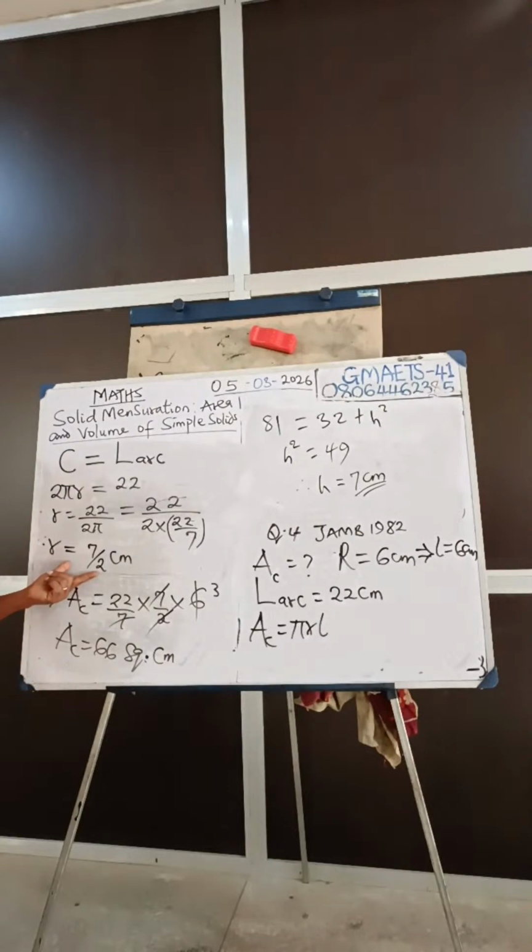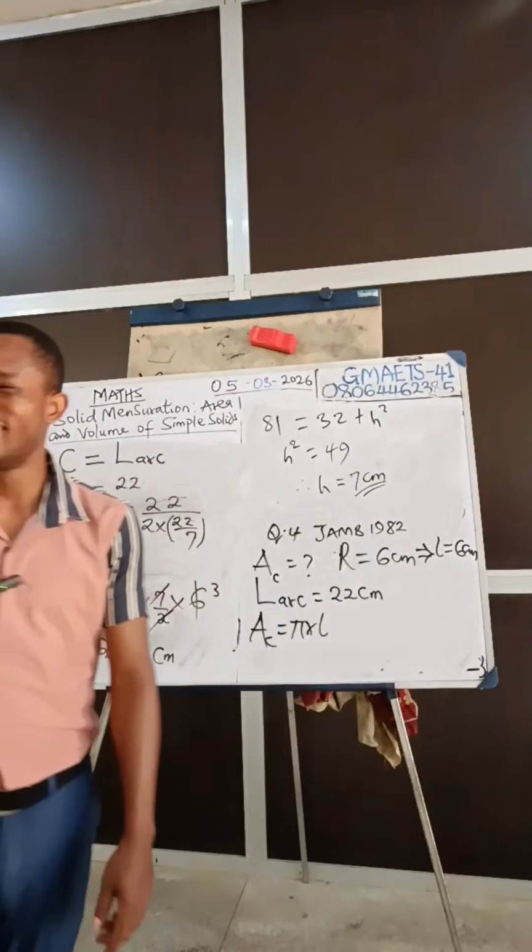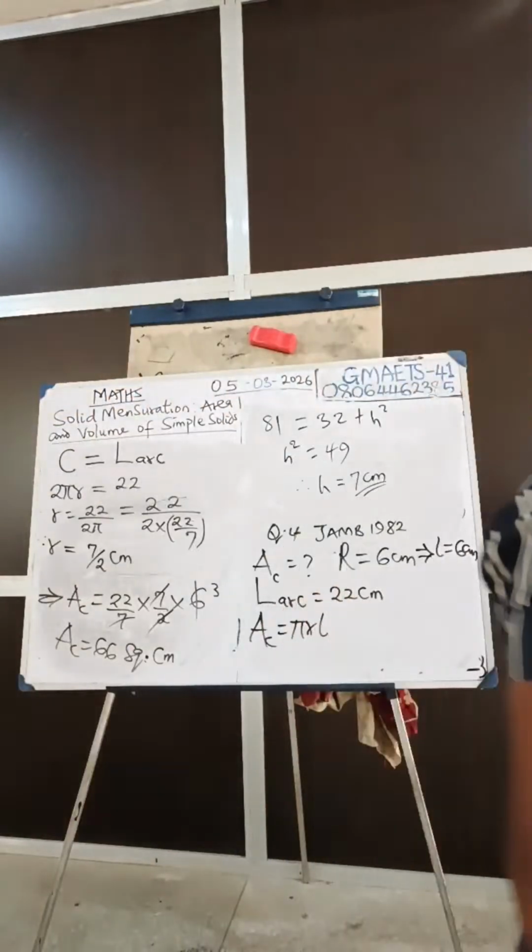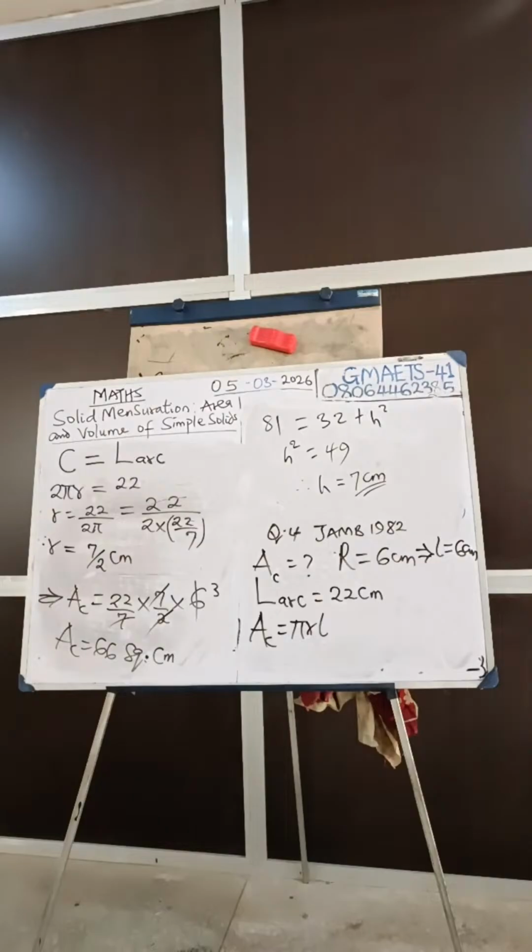Now look at the board. We have gotten that radius here. Law of diminishing return is setting in now, right? It's understandable. We'll soon round up. Be fast. Next question.